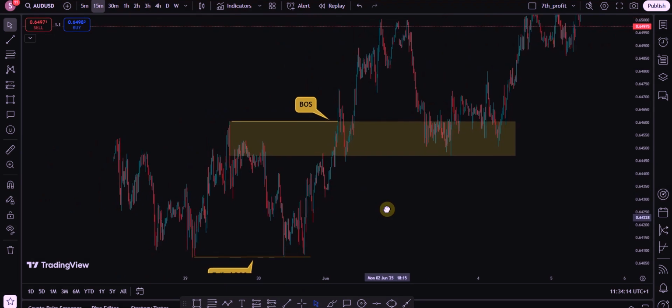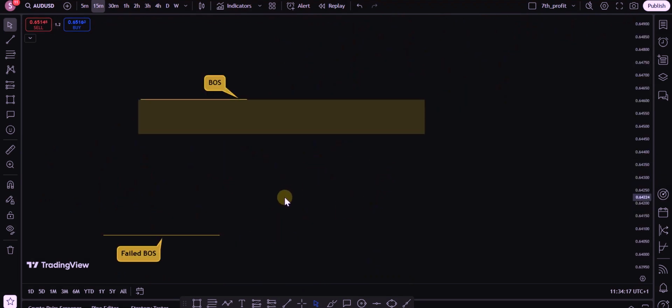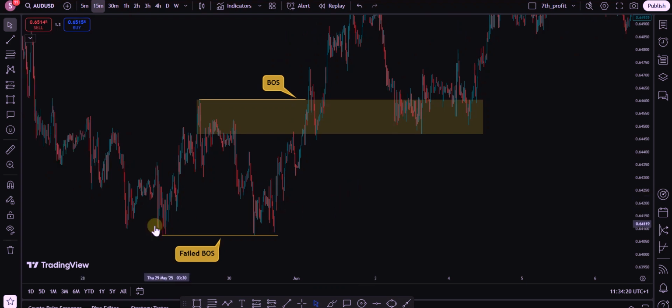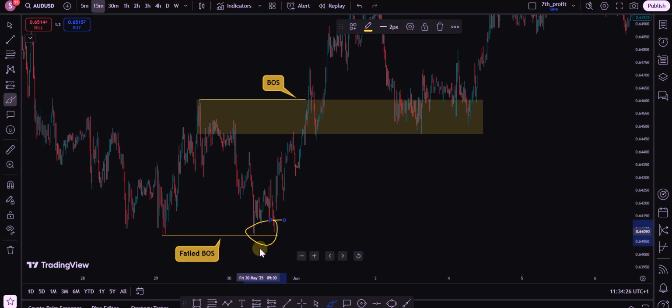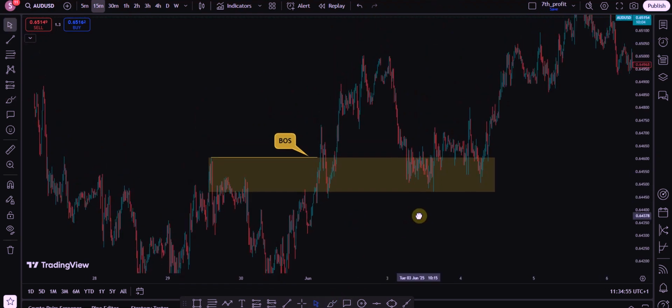As you can see right here, this particular guy fails to break structure to the downside. This is a failed break of structure. We have a failed break of structure to the downside, right? As you can see, then what? It breaks structure to the upside. We confirm what? A bullish breaker block.